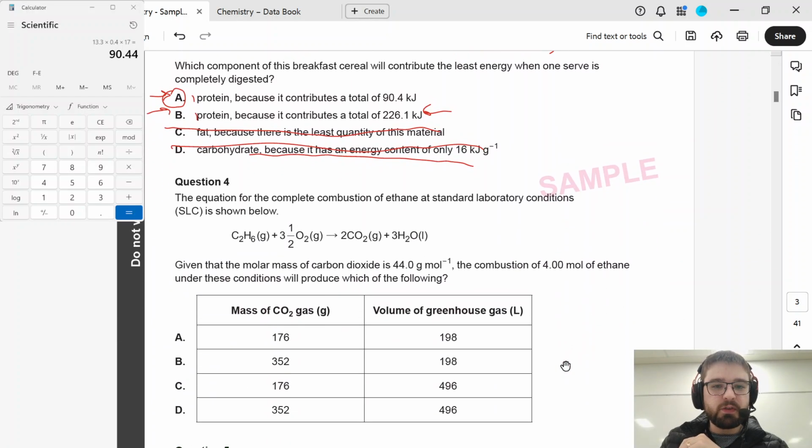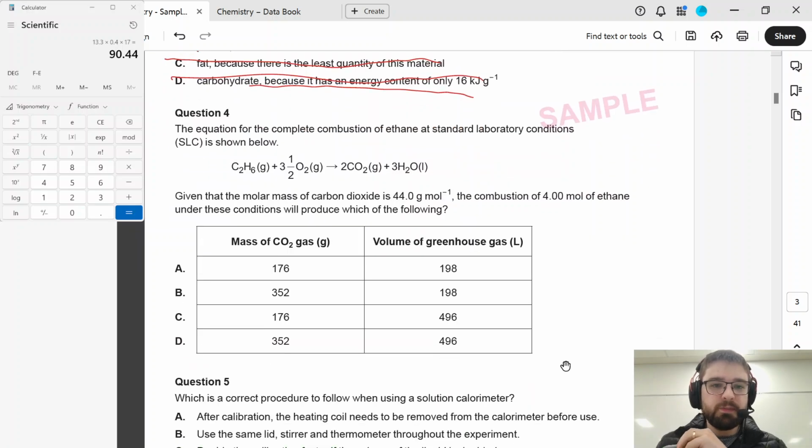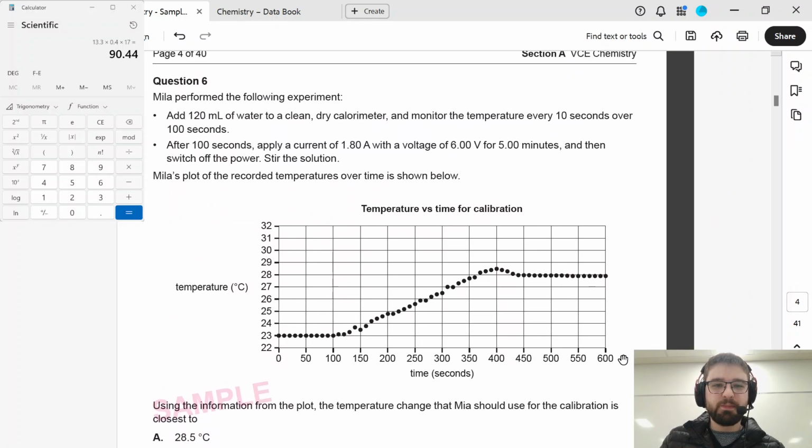Okay, the equation for the complete combustion of ethane is here. Given the molar mass of carbon dioxide, I said I'm not going to do the quantitative ones.